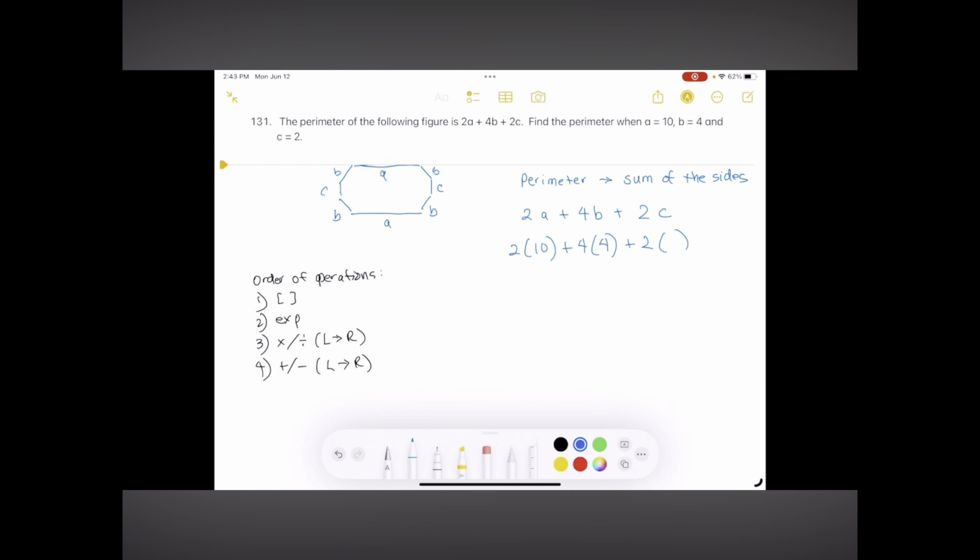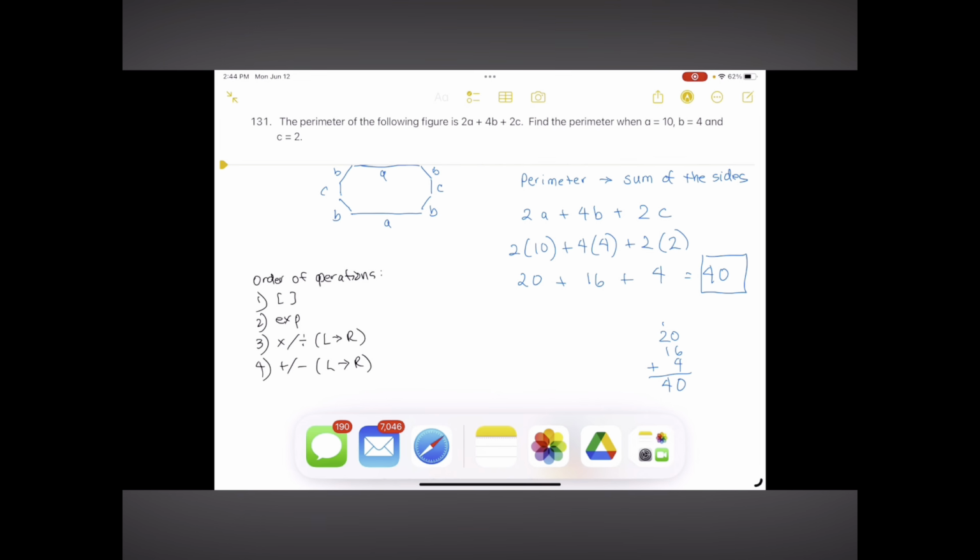Okay, I substitute 2 for c. And then the equation is 2 times 10 plus 4 times 4 plus 2 times 2. So we do multiplication from left to right. So 2 times 10 is 20, 4 times 4 is 16, and 2 times 2 is 4. We bring down the addition symbol, so it's 20 plus 16 plus 4, and that totals 40. So the answer is 40, and we box the answer.